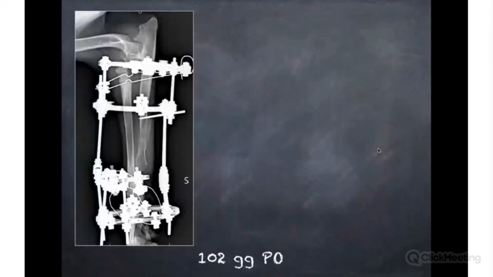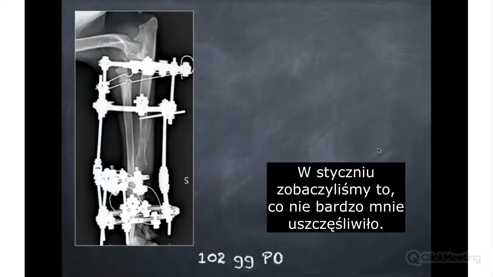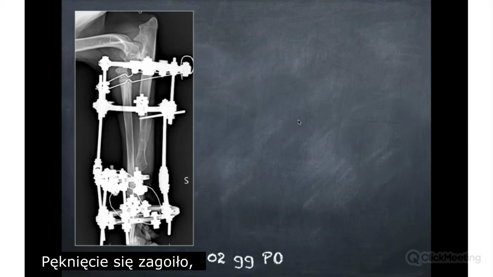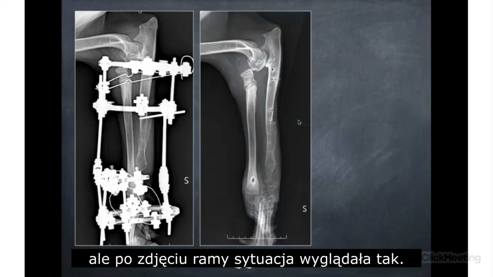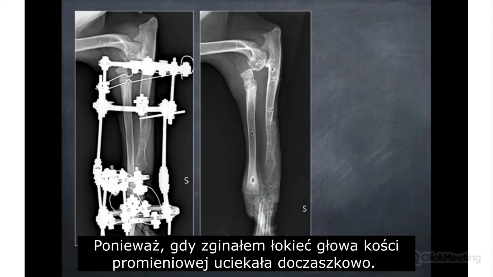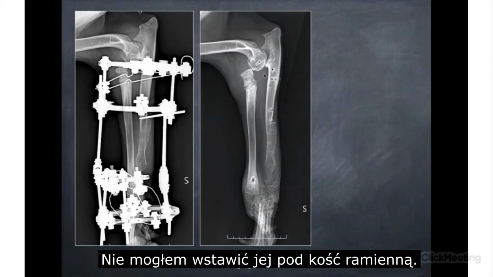After a while, we got back to him and we saw this. I was not very happy because, when we removed the frame, of course the fracture was healed, but this was the situation: better than before, but it was not an elbow, because when I flexed the elbow, this radial head was escaping cranially. I was not able to put it underneath the humerus.